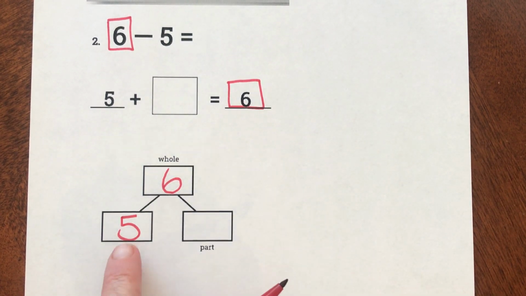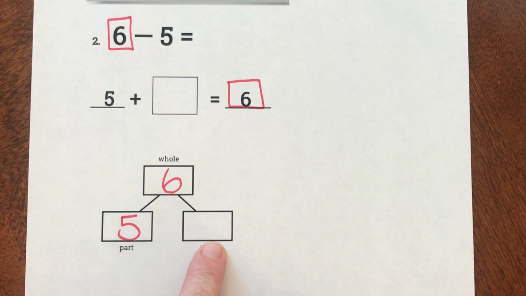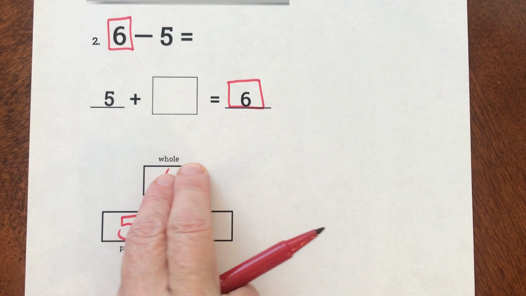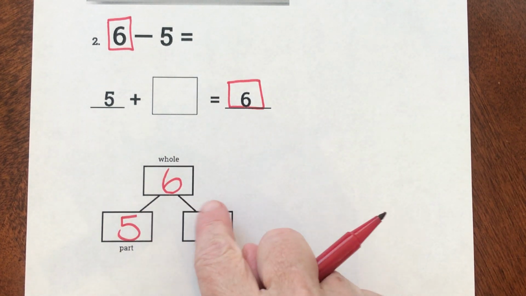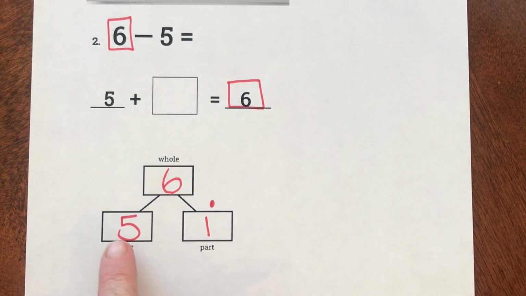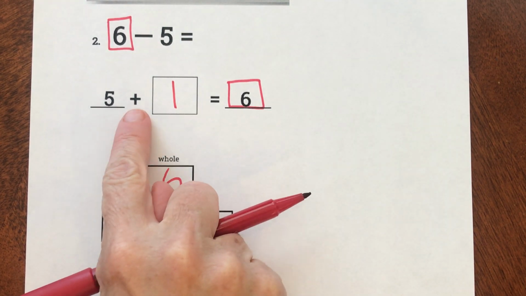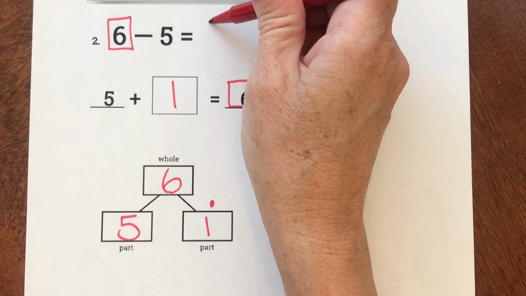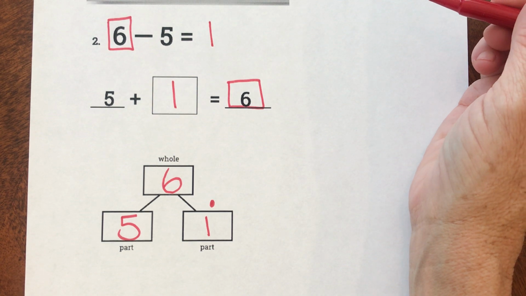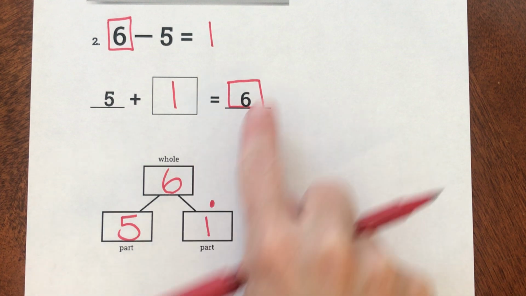So what's missing? 5 plus what equals 6? What needs to go here to make these 2 parts equal the whole? 5 plus 1. 5, 6. So 5 plus 1 equals 6. So I could write that here. 5 plus 1 equals 6, which means that 6 minus 5 equals 1. Because that fact family, again, has all the same numbers.